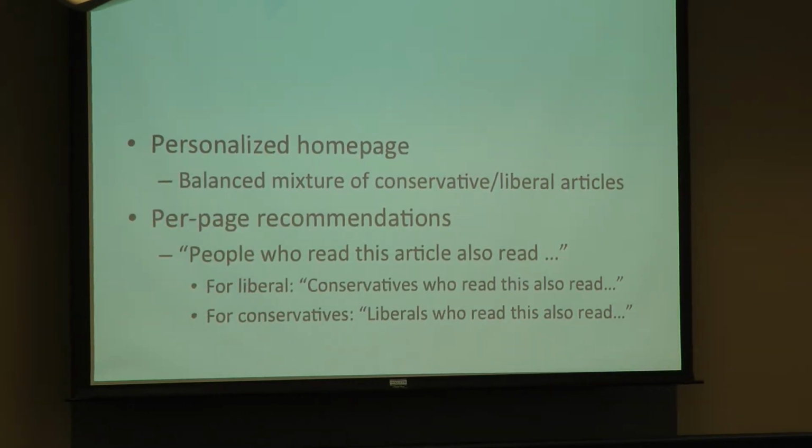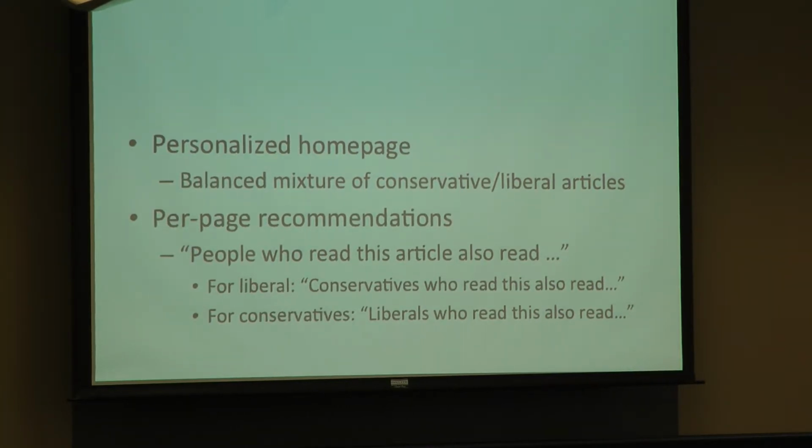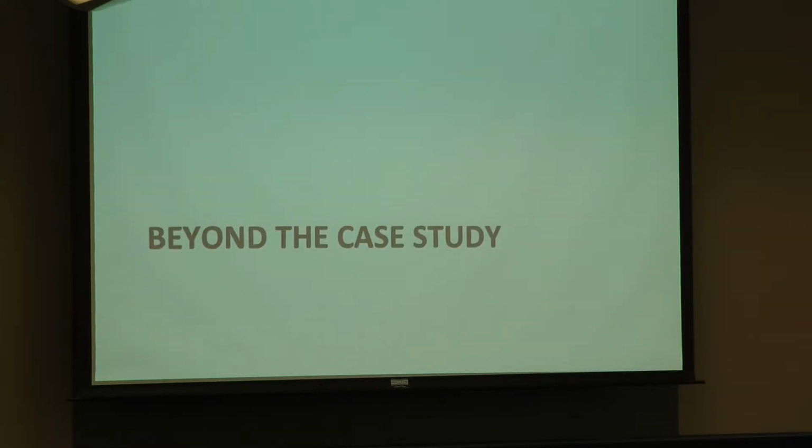Another thing we did is per page recommendations. So it's a typical "people who read this article also read" type of thing. But we have a twist: for liberal articles, instead of showing any people who read this article also read, we only show what conservative people who read this article also read. And if you're a conservative user, we would show what liberal people who read this article also read. So it's a way for you to read articles on the same topic, but from the other side. That's how we display the articles. So that's how the system was architected.